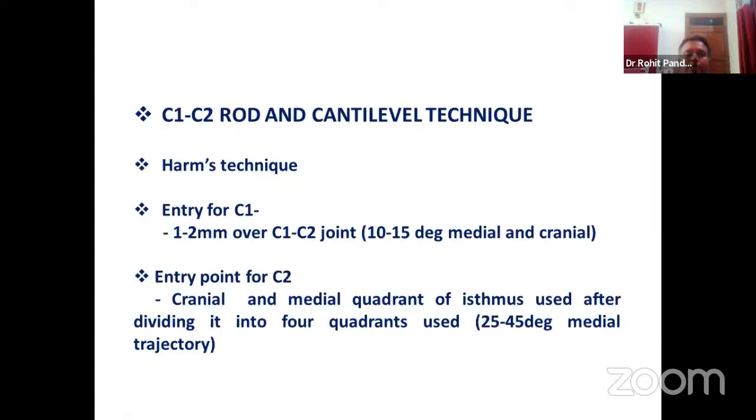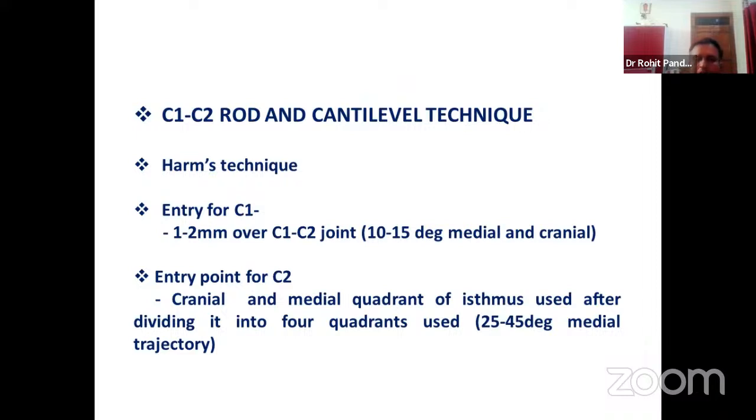Coming to the Harms technique, the entry point for C1 remains the same, that is, after exposure of the C1-C2 joint. In every technique, it's mandatory to curette the C1-C2 joint, decorticate the joints, and stuff in bone graft, which we have harvested from the anterior cervical spine or the C2 spinous process itself. That is very important for the fusion.